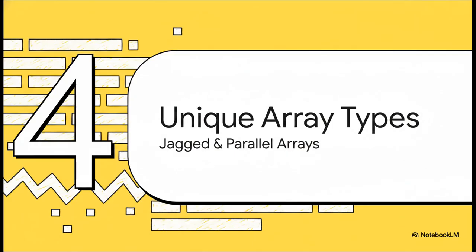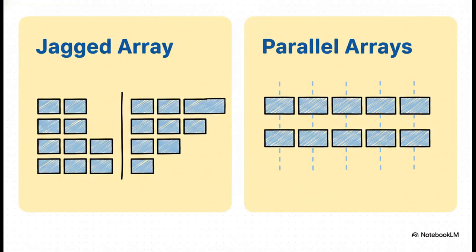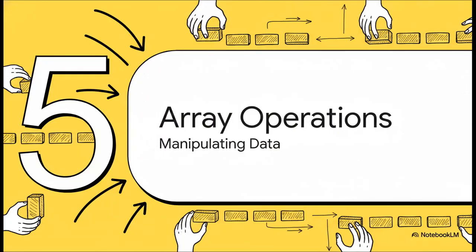Next up, Section 4, unique array types. When you are dealing with varied data, you might use something called a jagged array. This is essentially an array of subarrays of totally different sizes, which is absolutely perfect for hierarchical data. But on the flip side, if you really want to optimize CPU caching, you'd use parallel arrays. Think about it. Instead of grouping all of an employee's data together, we put all the employee IDs in one 1D array and all their salaries in another. It completely separates the attributes, but it dramatically speeds up processing when you only need to run calculations on one specific metric.